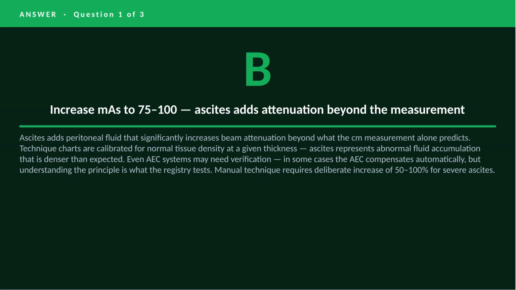Even the 28 centimeter measurement doesn't fully account for the degree of increased attenuation. Manual technique requires a deliberate 50 to 100% increase for severe ascites.